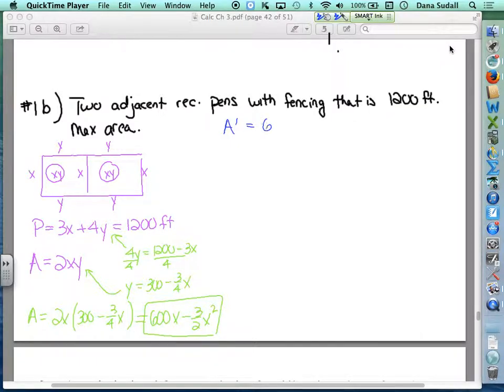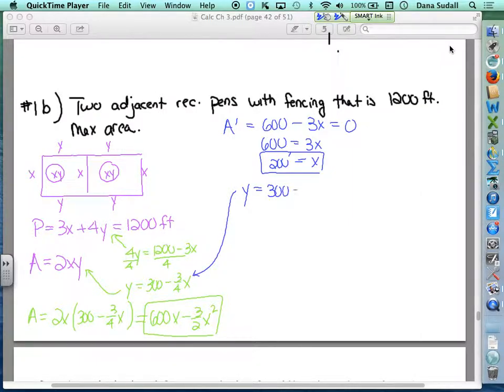So my derivative would be 600. And then 2 times that 3/2 is going to give me minus 3x. Set it equal to 0. So my x is 200. It's measured in feet. And then my y value, if I plug it back into that equation there, 300 minus 3/4 times x, which is 200, that would give me 150 feet for my y.